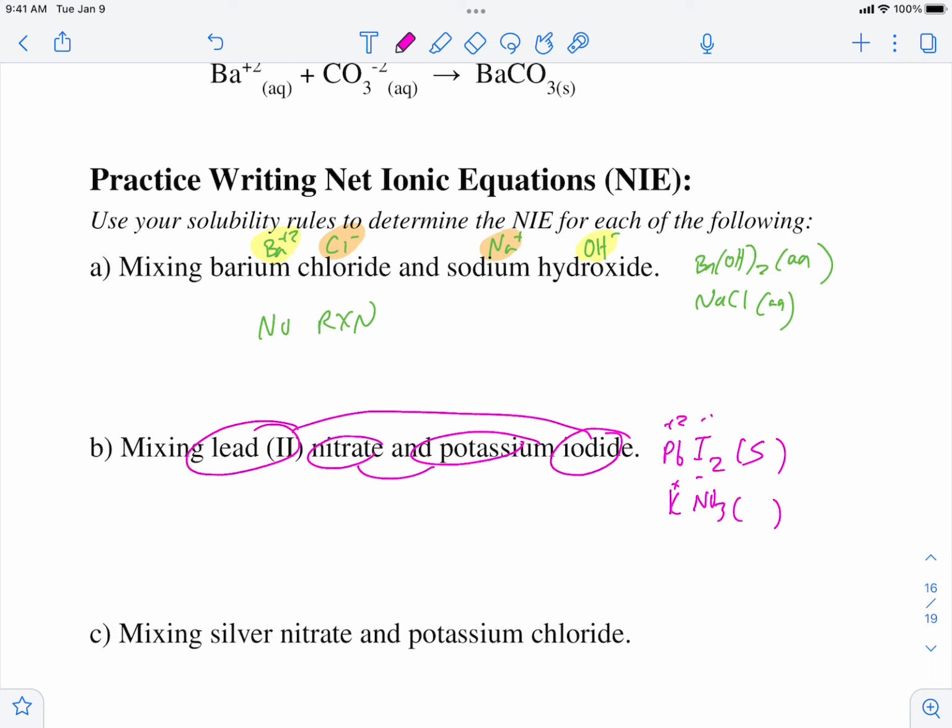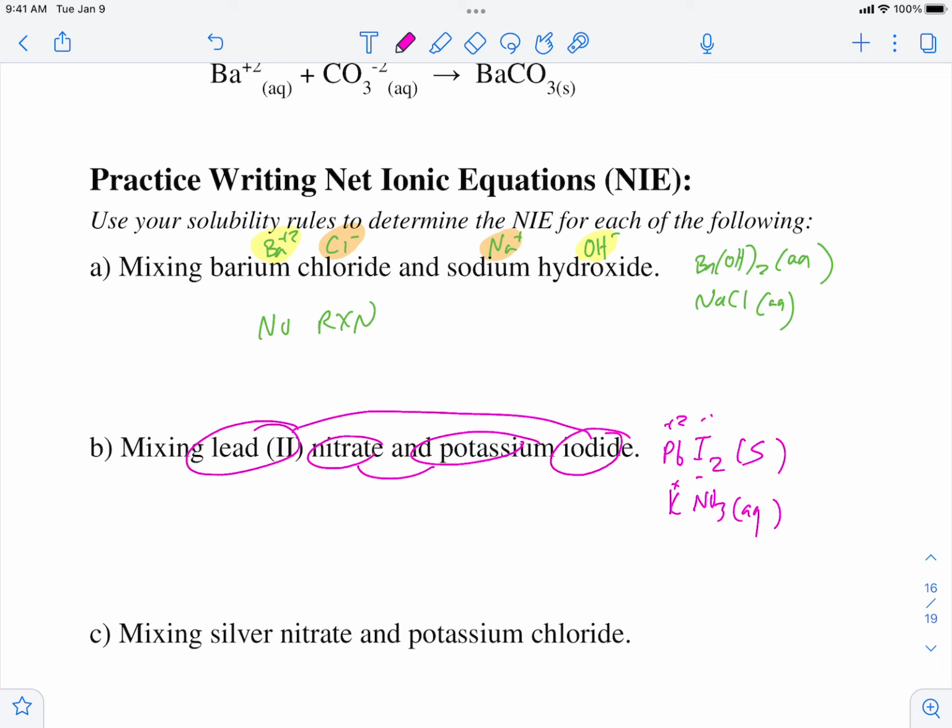Now, just because we found one of them doesn't mean we don't look up the other. We still look up the other because your reaction can have one solid or two or none. So KNO3, is there a rule that tells us what KNO3 will be? Rule 1, all nitrates are soluble. So that one is aq. All right. We have identified the solid.